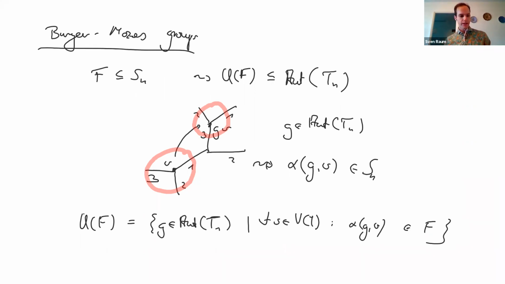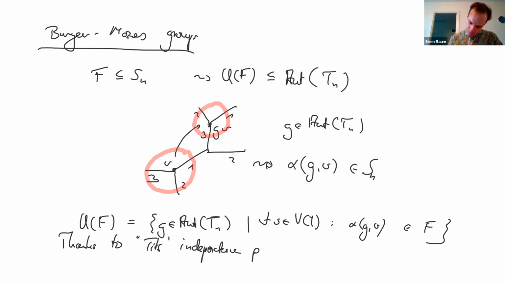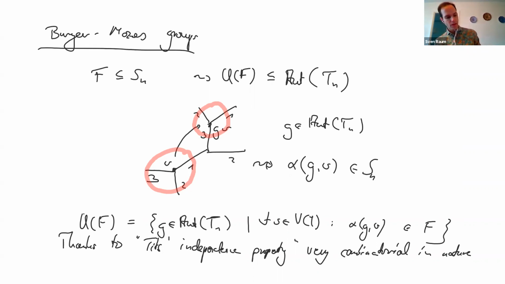Okay, and these groups are particularly nice. They have this so-called Tits independence property, which makes them very combinatorial in nature. So this is one example of groups that I would like to also keep in mind.